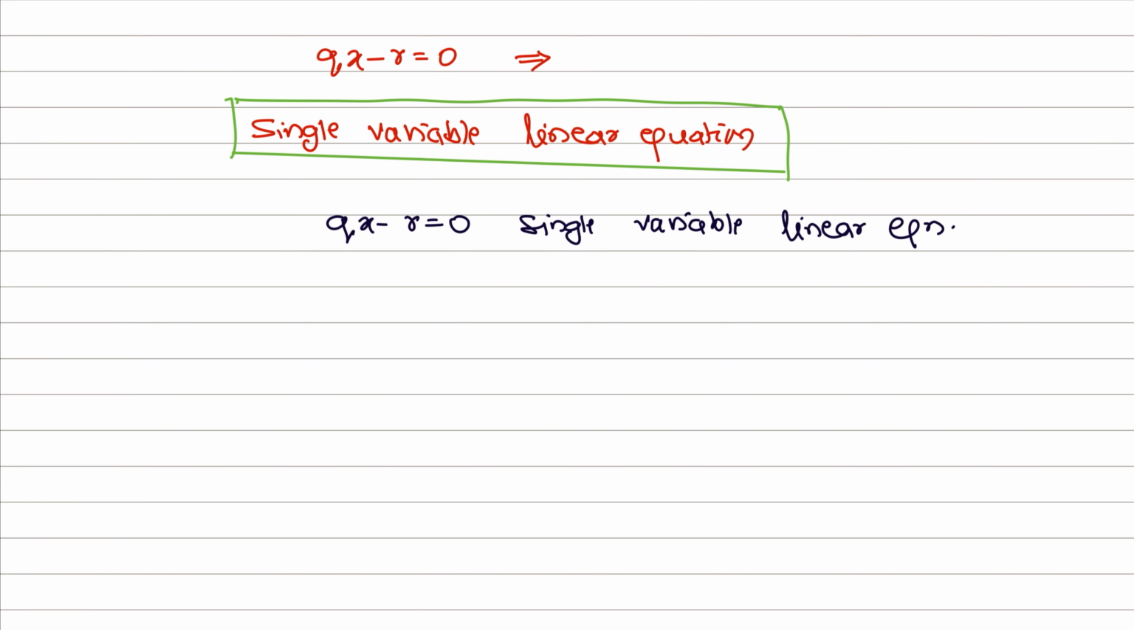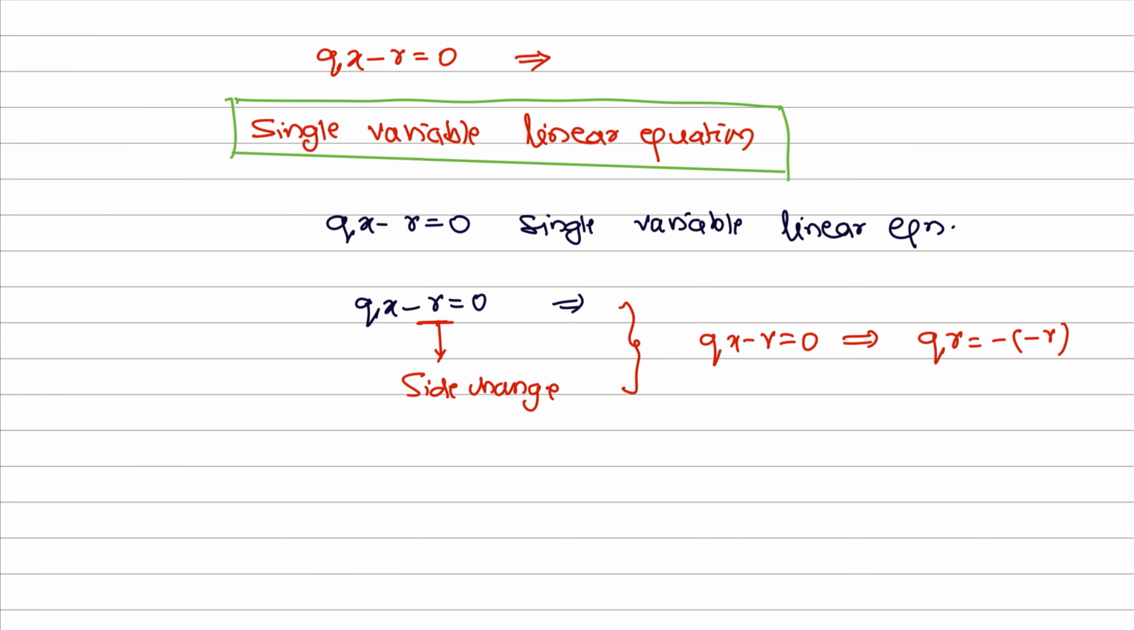Now, qx minus r is given to you. I told you when you change the sides, let me change the side of this minus r. What happens? Qx minus r is equal to 0 becomes qx is equal to minus of minus r plus 0. Are you able to follow? That implies qx is equal to r.